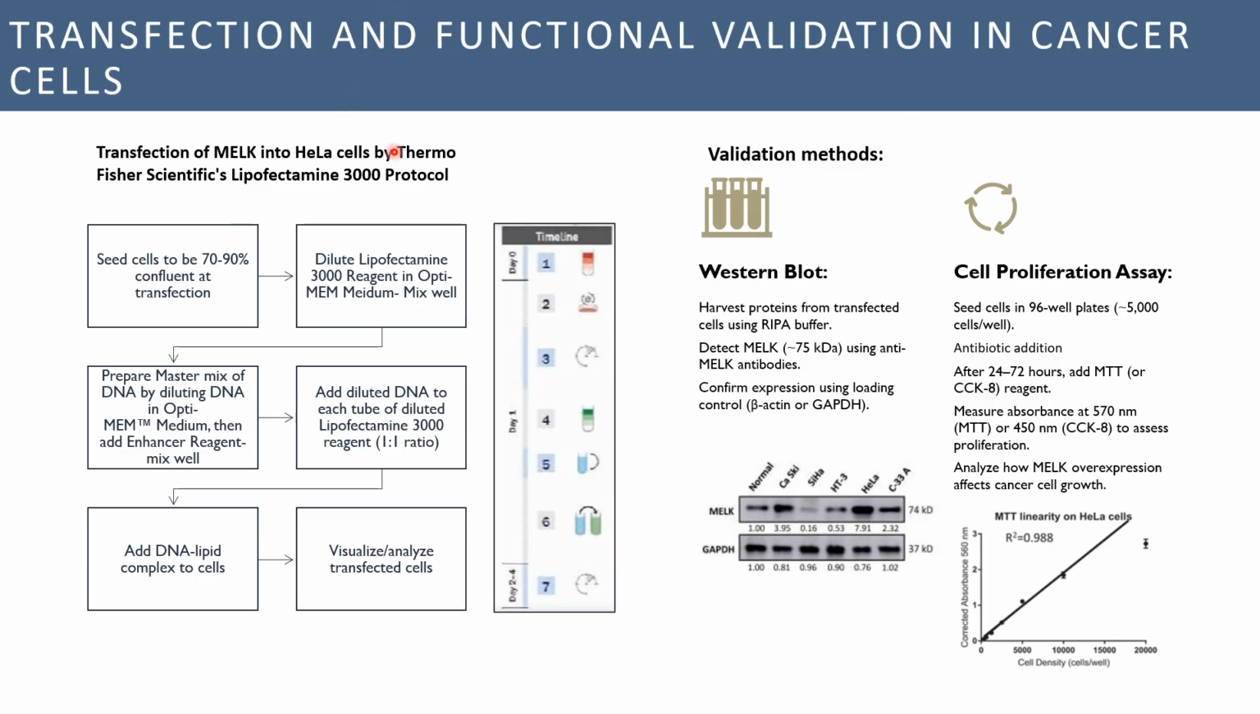Once the MELK pcDNA construct is verified, it will be transfected into HeLa cells using lipofection. After transfection, cells will be subjected to G418 selection to generate stable MELK expressing cell lines. To confirm successful MELK expression in mammalian cells, we will perform Western blot analysis using an anti-MELK antibody to detect the expressed protein. Additionally, we can also use RT-qPCR.